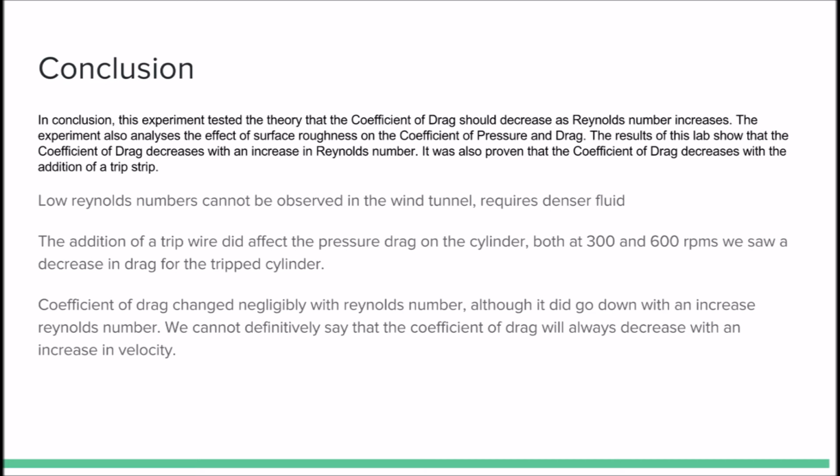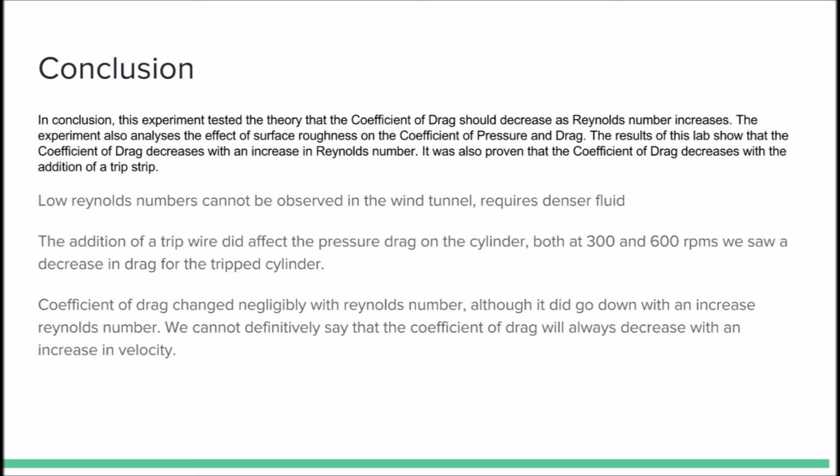In conclusion, this experiment tested the theory that the coefficient of drag should decrease as Reynolds number increases. The experiment also analyzed the effect of surface roughness on the coefficient of pressure and drag. The results of this lab show that the coefficient of drag decreases with an increase in Reynolds number. It was also proven that the coefficient of drag decreases with the addition of a trip strip.